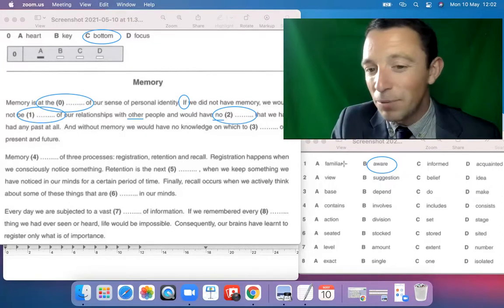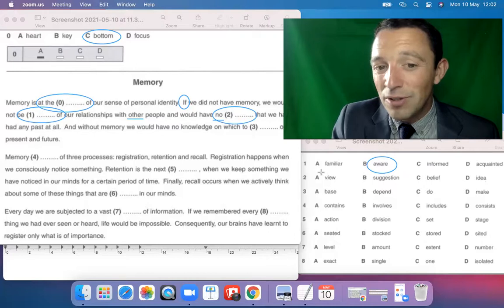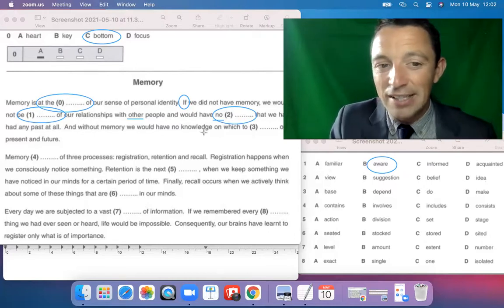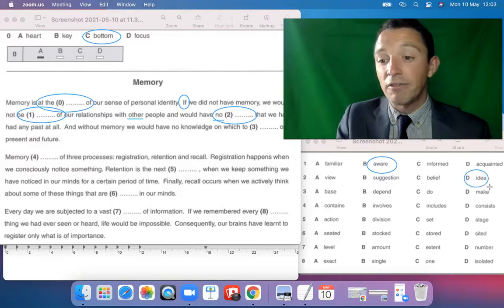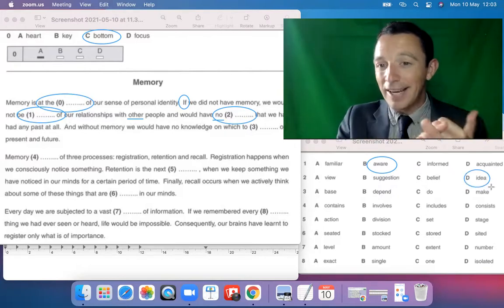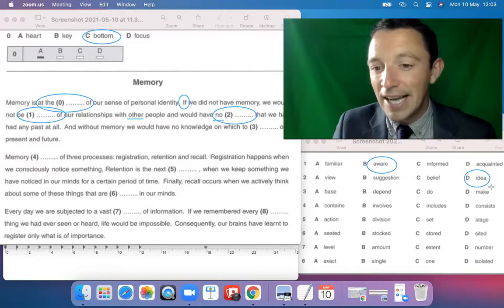And if we look at the options, view, suggestion, belief, idea, they're all possible with no because they're all nouns, no problem. But in the context of the sentence, and would have no something that we had in the past at all, I think the best option would be no idea. For example, we would have no clue, no inclination, no idea, and it just fits better in this sentence.